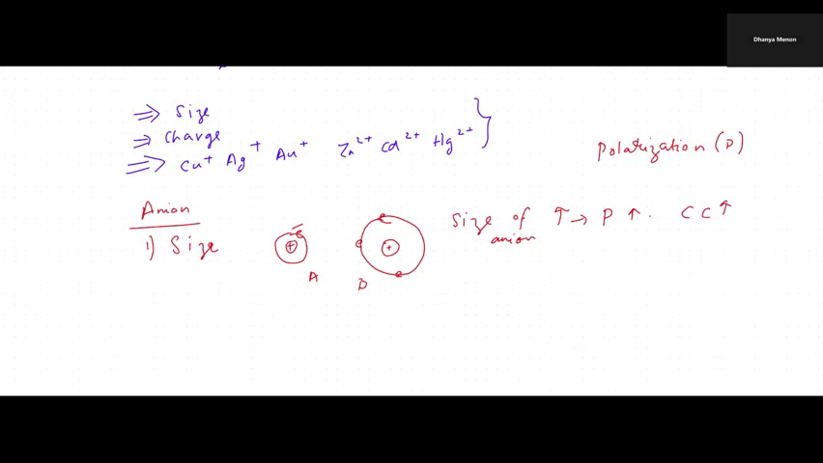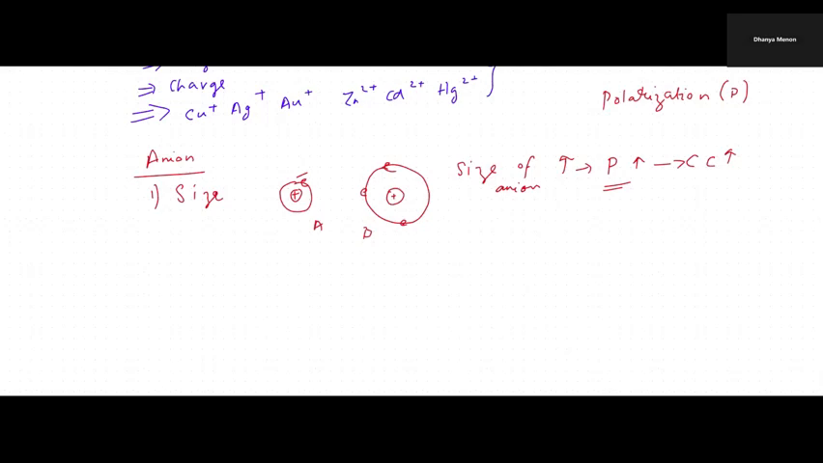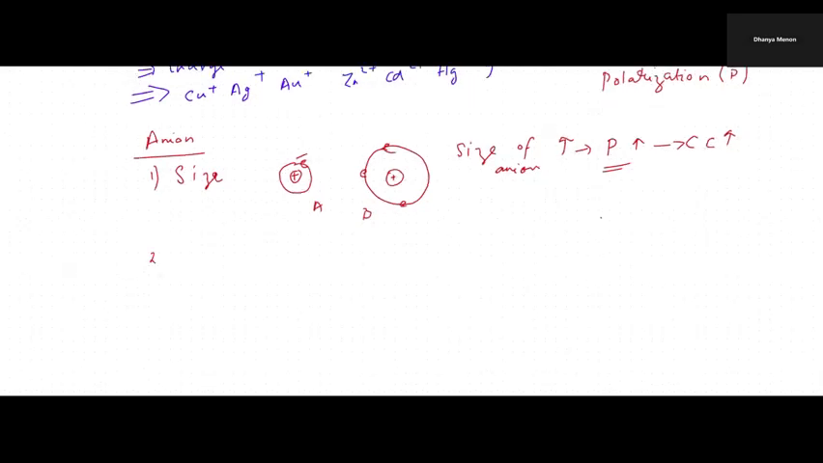So as the size increases, more distortion takes place, distortion or deformation of the electron cloud takes place, polarization increases and covalent character increases. Okay. Now the second factor is the charge.